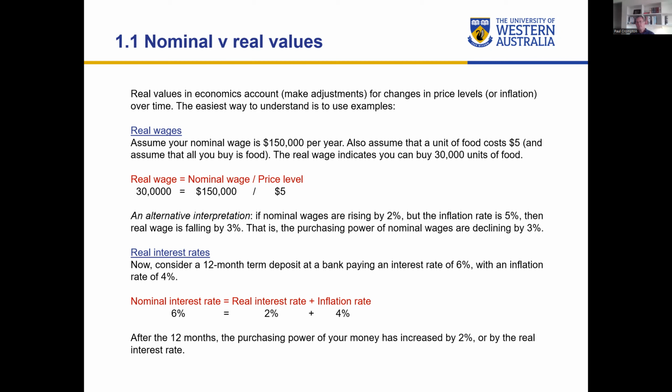Perhaps the fourth most common variable in economics where the distinction between nominal and real values is important is the difference between nominal and real exchange rates. That one is a little bit more difficult to explain though. It's a little bit more complex. So we may well save that for later in the course. But I think these three examples should be nice and straightforward.